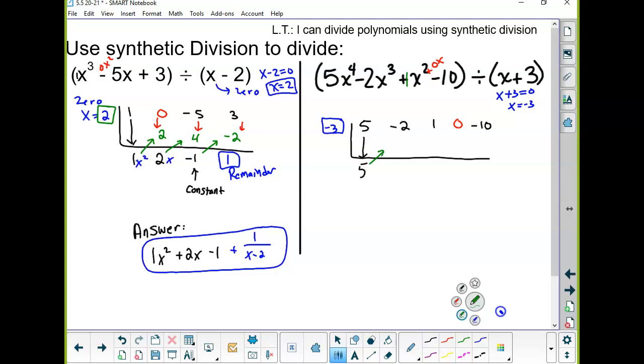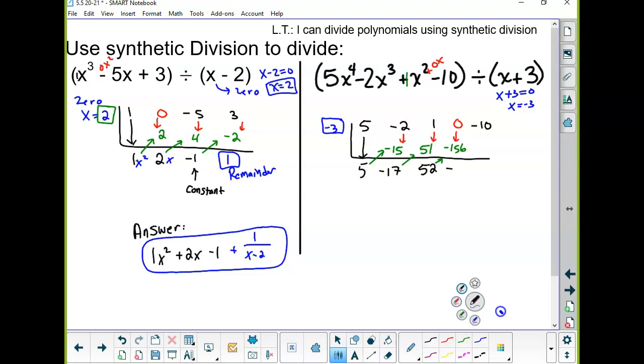So remember the green arrows mean to multiply to go back up. So negative 3 times 5 is negative 15. And then when we go vertically back down, we add those together. So I get negative 17. And then I have to multiply to go back up. So negative 3 times negative 17, is that 51? We get a positive 51. We add to go back down, and we get 52. And then negative 3 times 52. Negative 156.